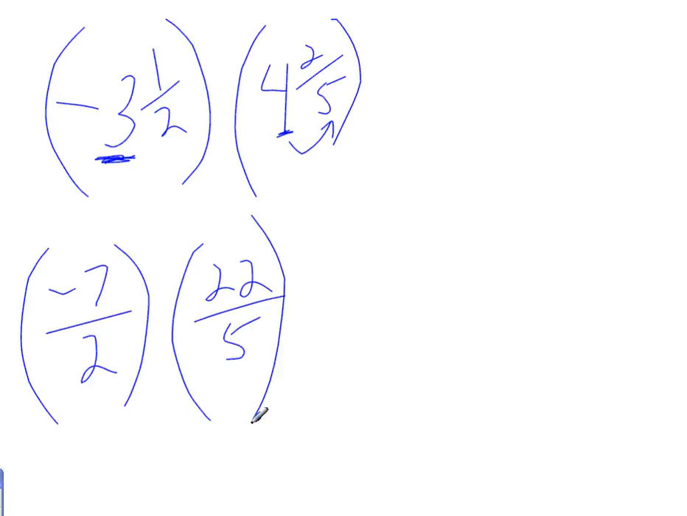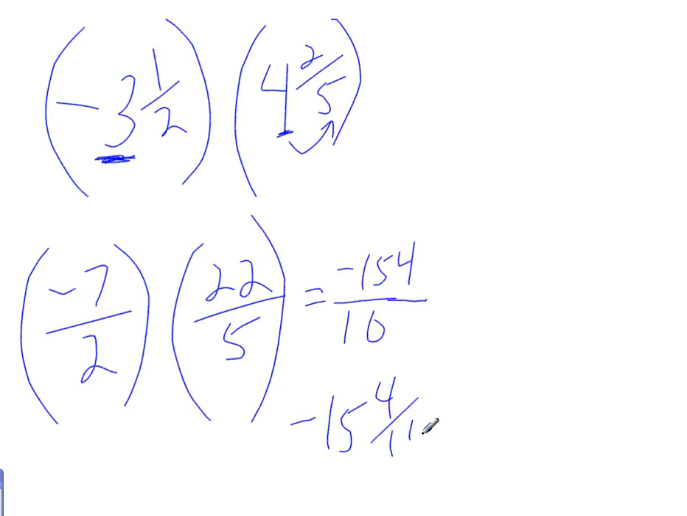22/5. Now I can simply take 2 times 5 gives me 10, and 7 times 22. So 7 times 20 is 140. 7 times 2 is 14. So I get negative 154. And 10 goes into 154. We can say that that is negative 15 with 4 out of 10 remaining.